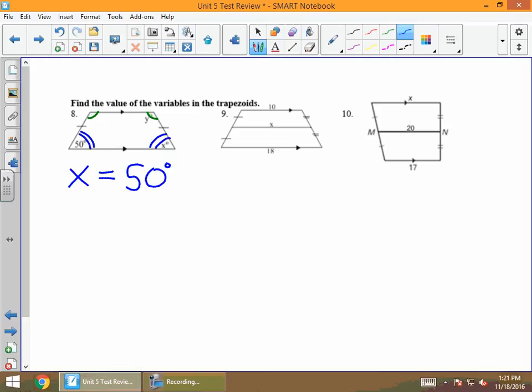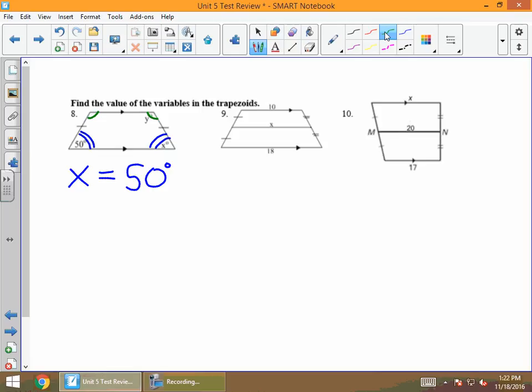Y is easy as well. Just got to think about it a little bit. What's the measure of y going to be? Tell me how we can get that. Let's see, we got the same people over and over again. Good. Yes, Katie in the back. 130. How did you get that 130 number? Just shout out numbers. What equals 180?